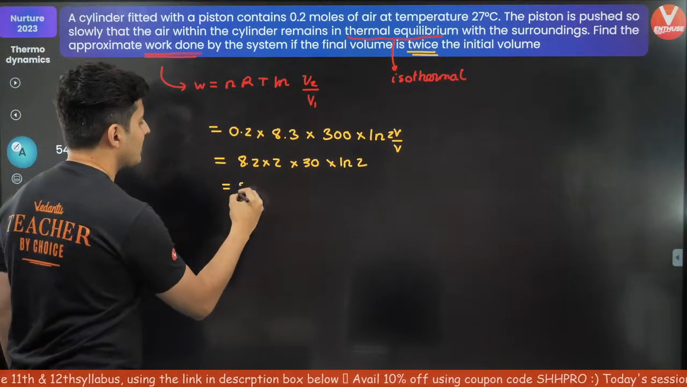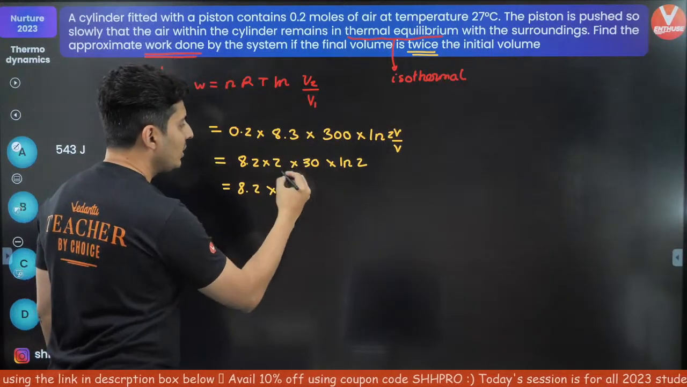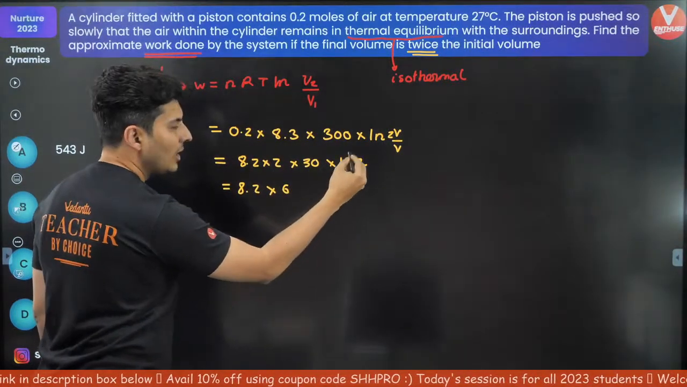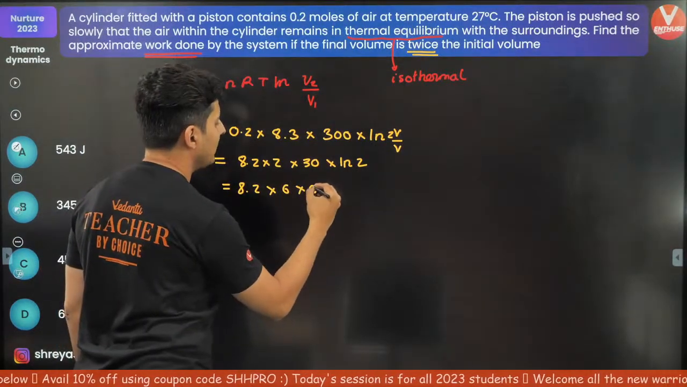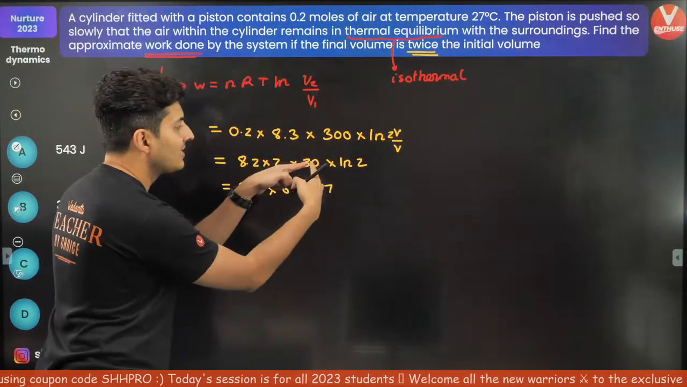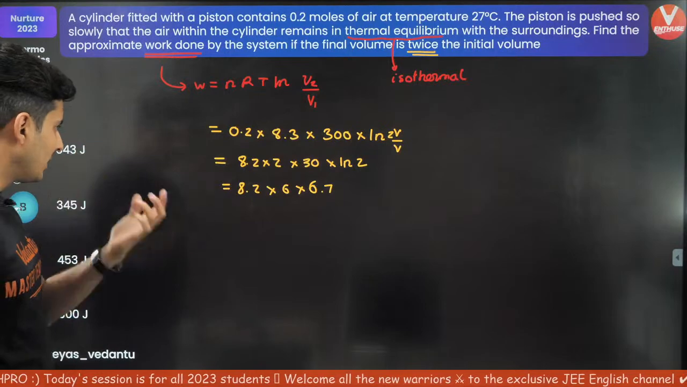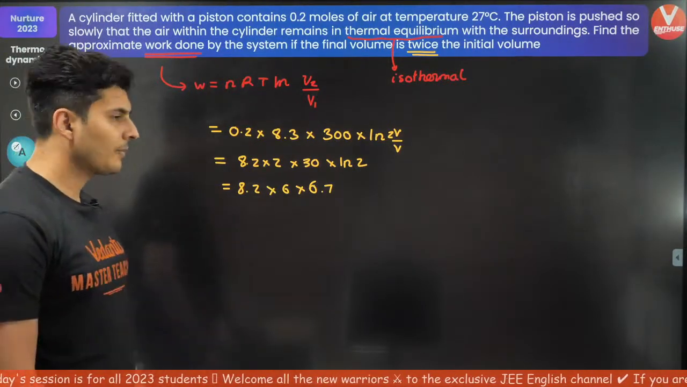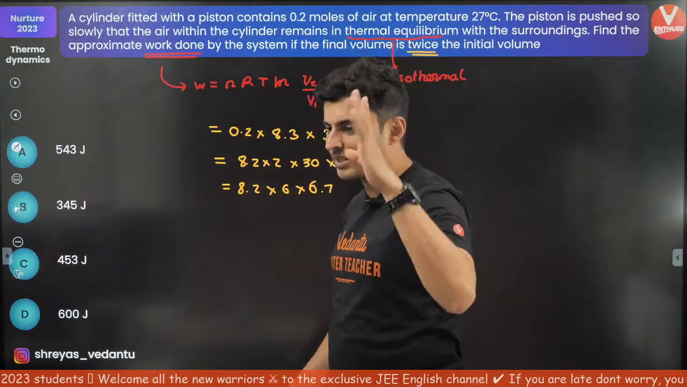So you will get this as 8.3 into 0.2 into 300 into ln 2. Ln of 2 is 0.693, so I can write it as approximately 0.7. One of the zeros got multiplied. So come on, do this math, you will get the answer, approximately 8.3 into 6 into 0.7.